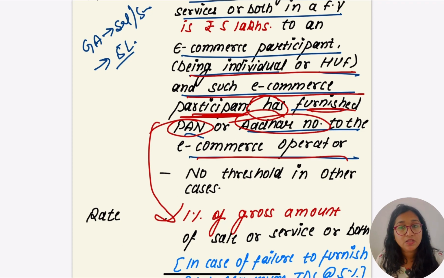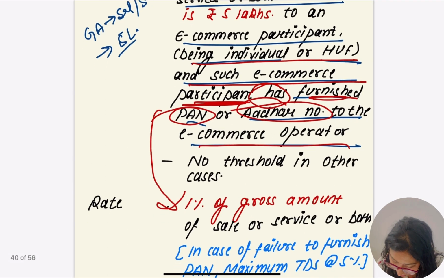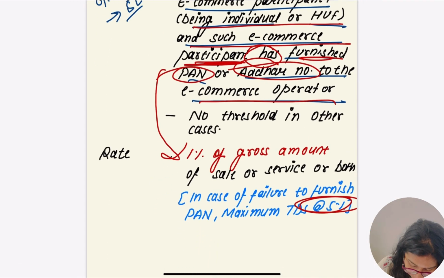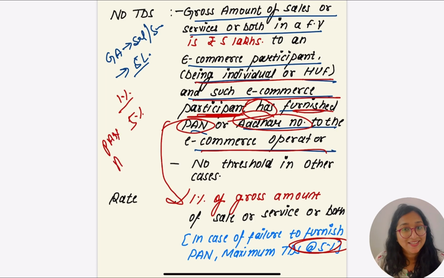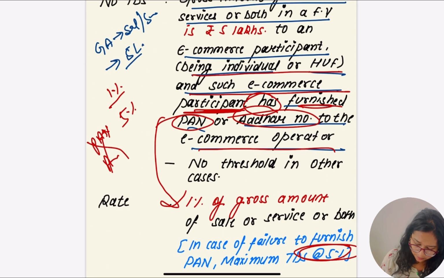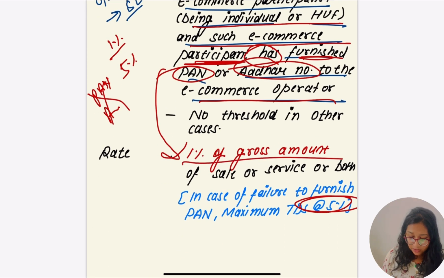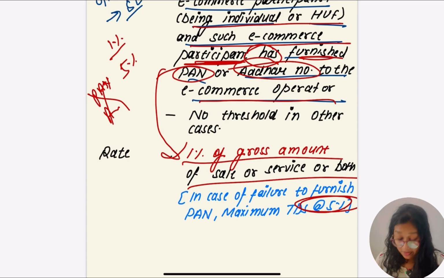But what if the e-commerce participant has not furnished the PAN number or Aadhaar number to the e-commerce operator? In that case, the rate is going to be 5%. Earlier I told you the rate is going to be 1%, but if PAN and Aadhaar number are not furnished to the e-commerce operator, then it's going to be 5%. Hope this point was also clear to you. The rate is 1% of the gross amount of sale or services. In case of failure to furnish PAN, the maximum rate is going to be 5%, not 20%. Hope this was also clear to you.